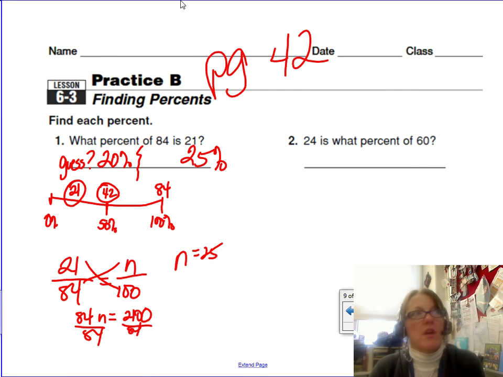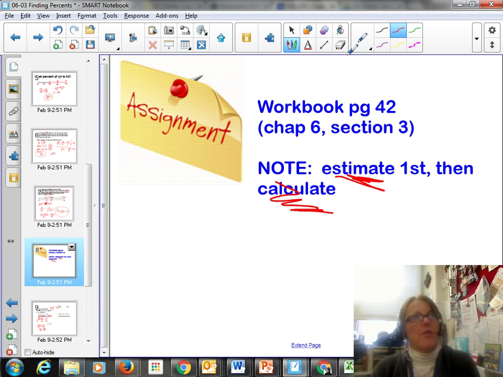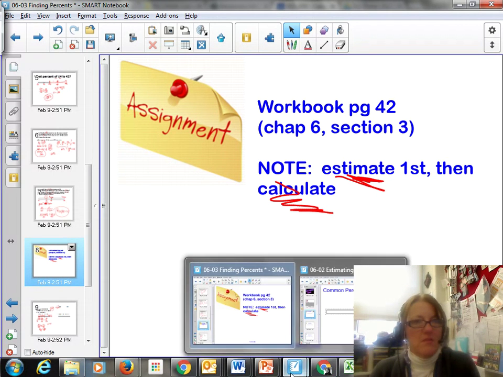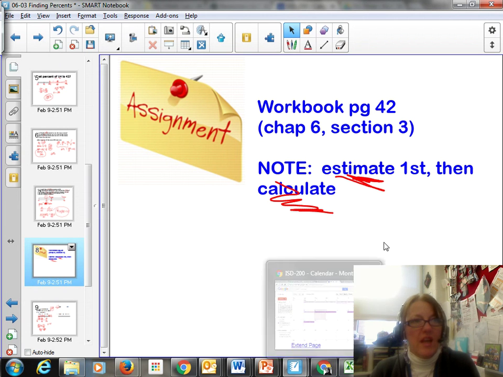And that's what I want you to work on. On every single one of these, I want you to have an estimate first and then calculate and get the real answer. So you should have two answers for everything. Okay? Need you to think. Awesome. All right. Are you ready to tackle it? All right. Here we go. Workbook page 42. Go ahead and get started. And as always, may the force be with you. Good luck and get going.